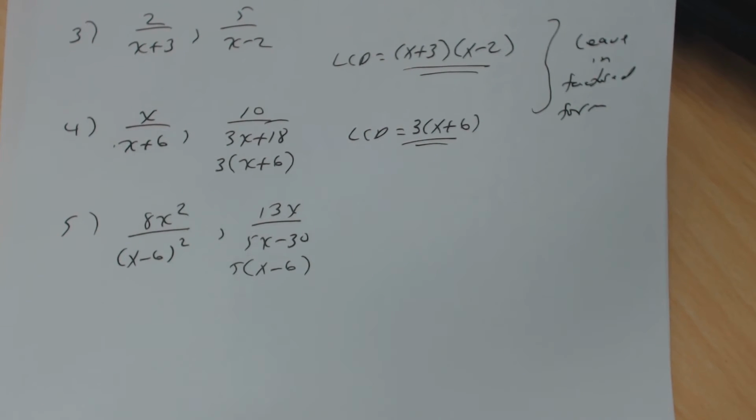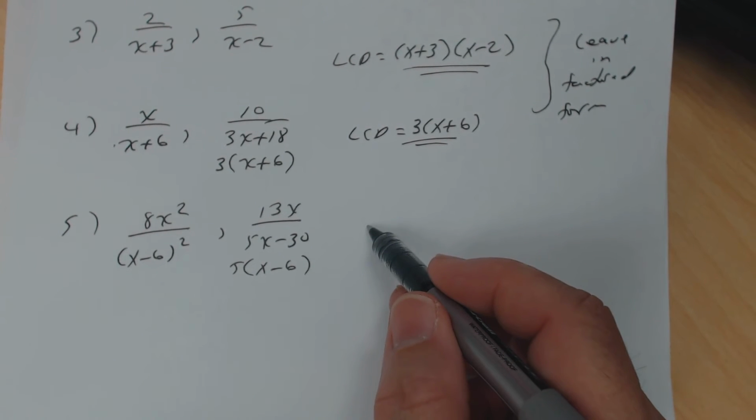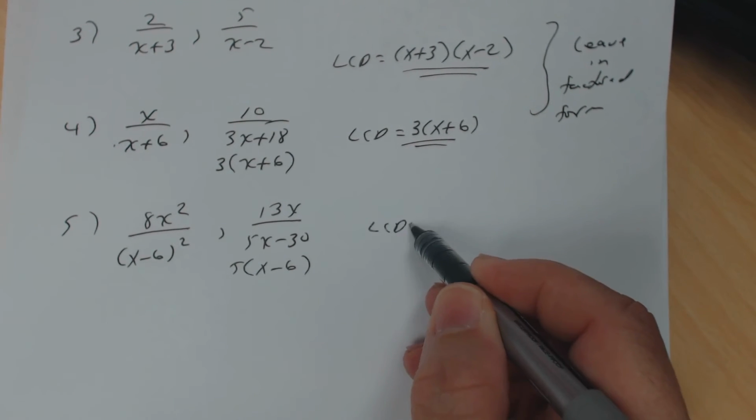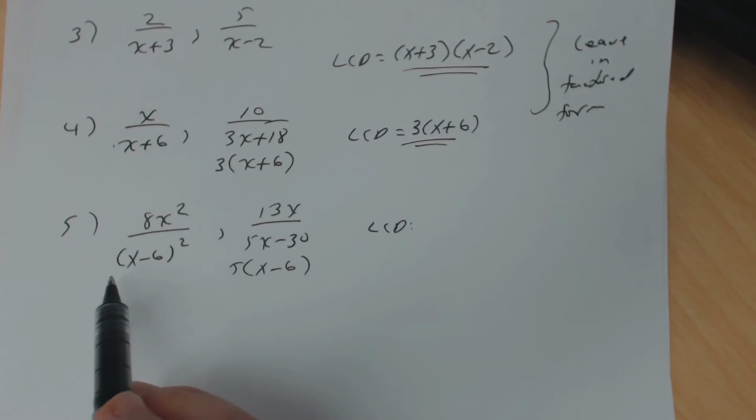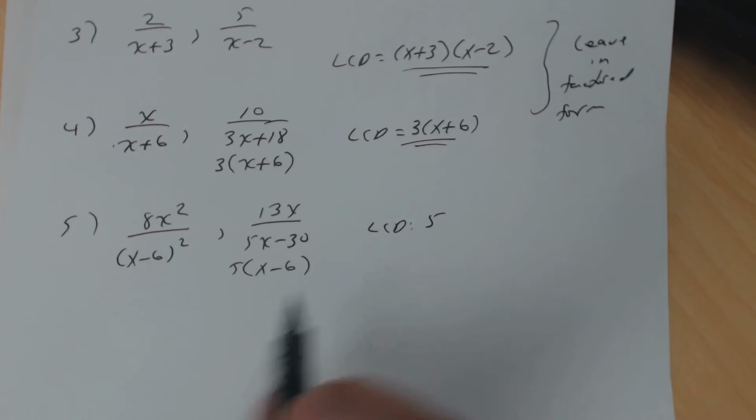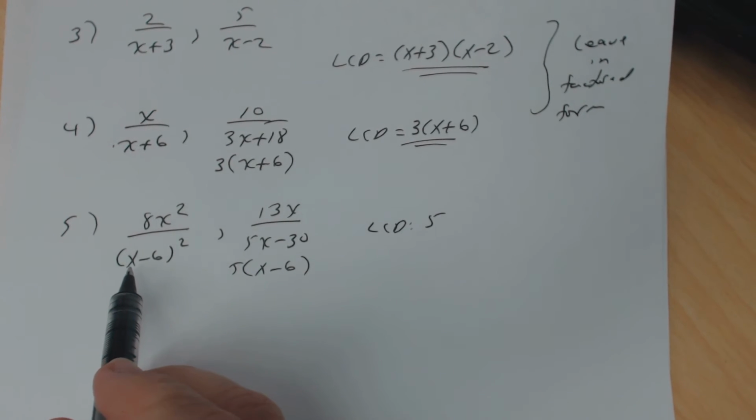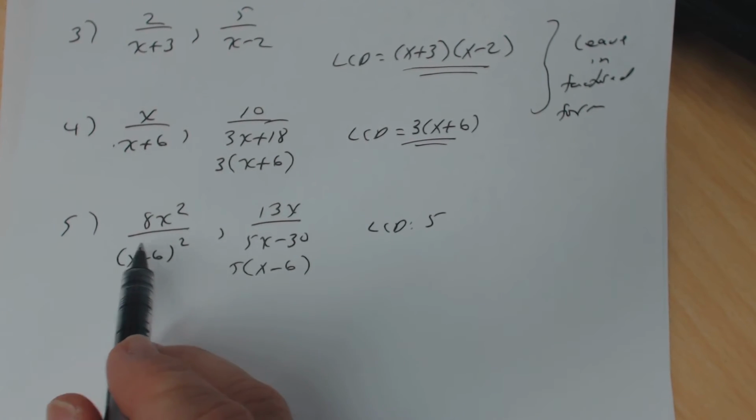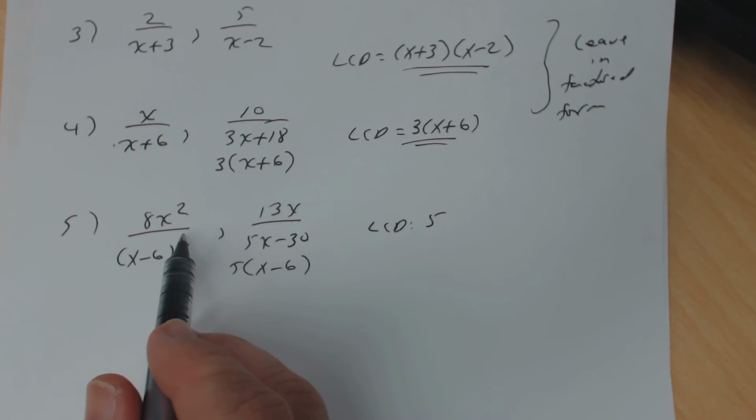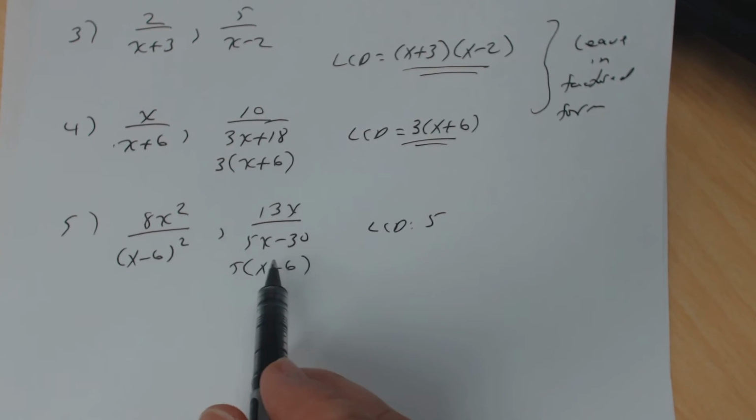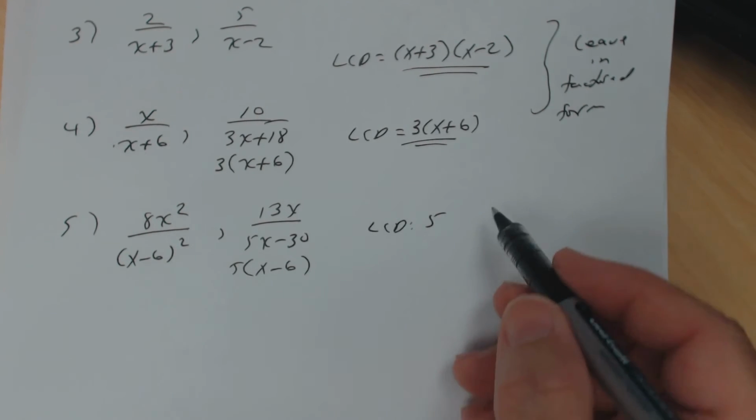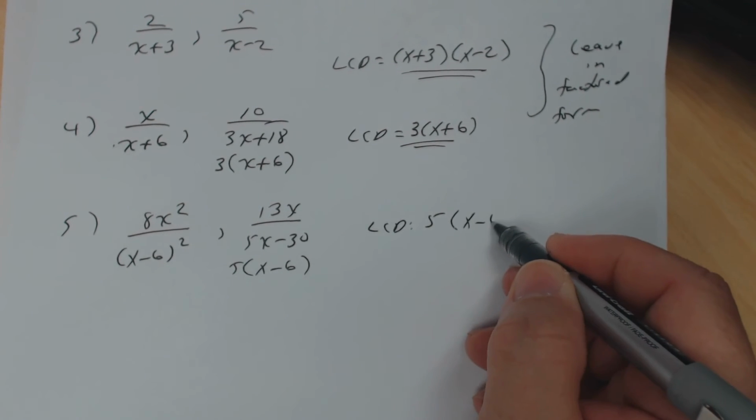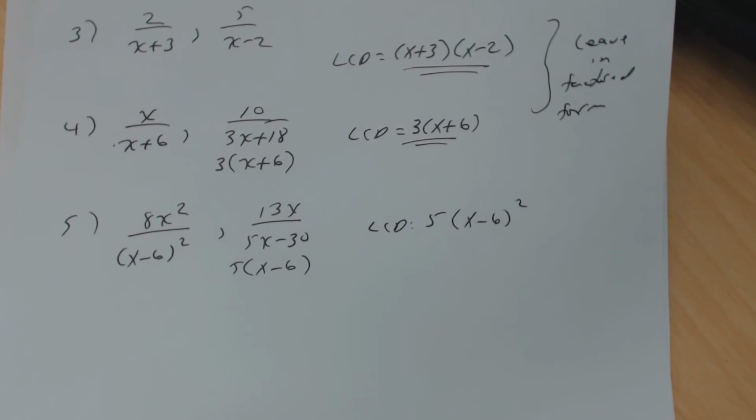Okay. All right, now let's look at the coefficients first. This coefficient's a 1. This is a 5. So the LCD of 1 and 5 is 5. Now let's look at the factors. I have a factor of x minus 6 here. In fact, there are 2 of them. I have a factor of x minus 6 here. There's only 1 of them. I need 2 of them. So it'll be 5 times x minus 6 squared. So there's your LCD.